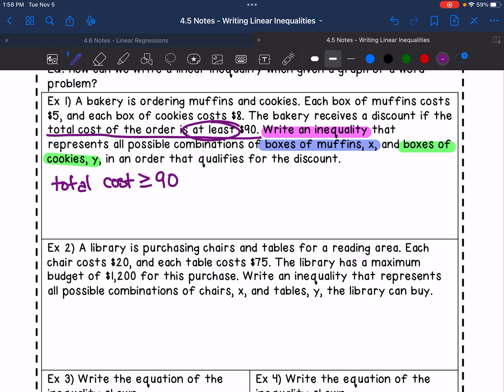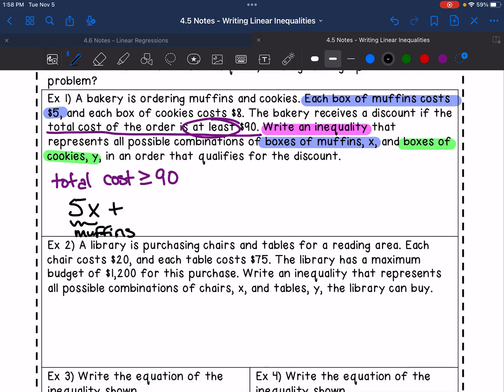So to find the total cost, we're going to look at muffins and cookies individually. For muffins, it says each box of muffins costs $5. And we said muffins was the variable X. So to find how much I spend, I've got to multiply how much they cost by how many I am buying. So that means I'm going to do 5 times X to find out how much I'm spending on my muffins.